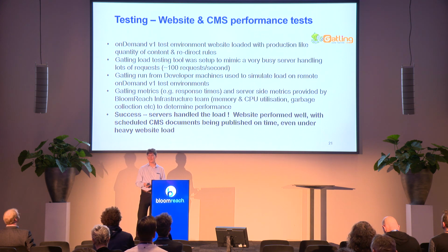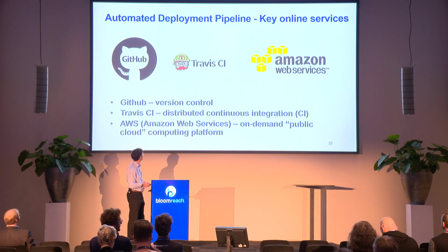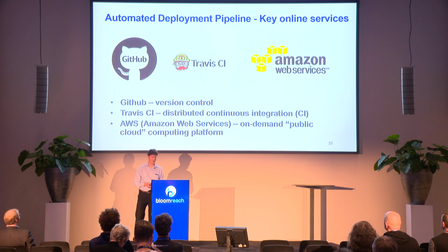Performance testing, Gatling. We basically have a load of automated simulated tests to blast on-demand. We ask the infrastructure people to give us stats. We look at Gatling and compare the two. Performance has been excellent. Absolutely no worries about performance in on-demand. It just works. Code deployment pipeline. This is super cool.